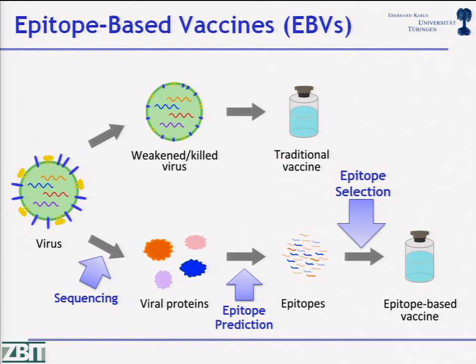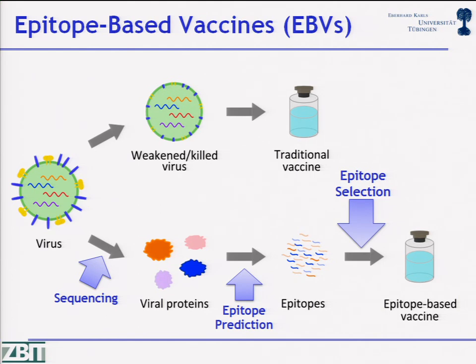So what you can do instead is a more rational approach where you focus on the epitopes which actually convey the immunity. So you take the sequence of the virus, you sequence that, you get the sequence of the viral proteins that are the potential antigens. You can predict, using computation methods, the epitopes that can be responsible for the immune response. And then you need to select the epitopes and put them into an epitope-based vaccine.